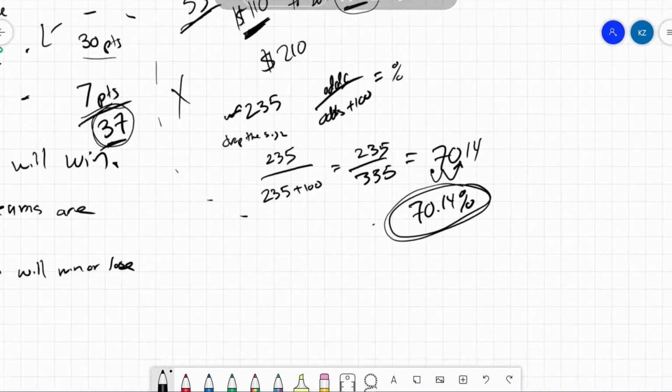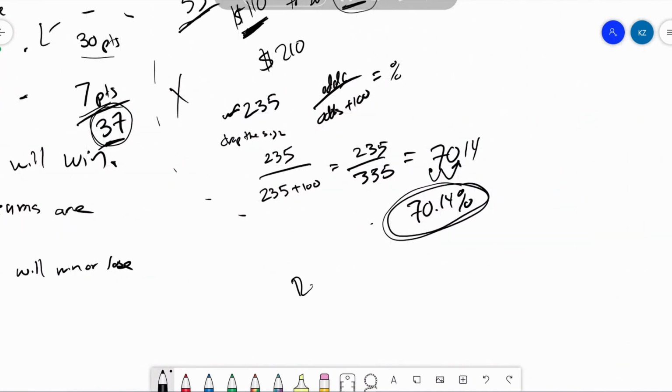So the sportsbook here is saying, again, for the Ravens, their money line is minus 235, and then for the Raiders, it is plus 190. So what this translates to is 71.4%. The sportsbook is saying, hey, we think that the Ravens are going to win about 70% of the time.